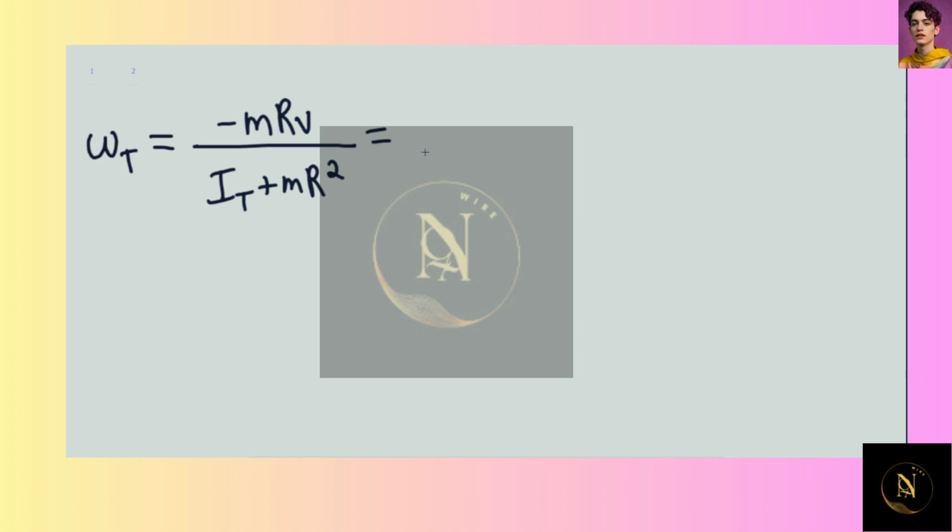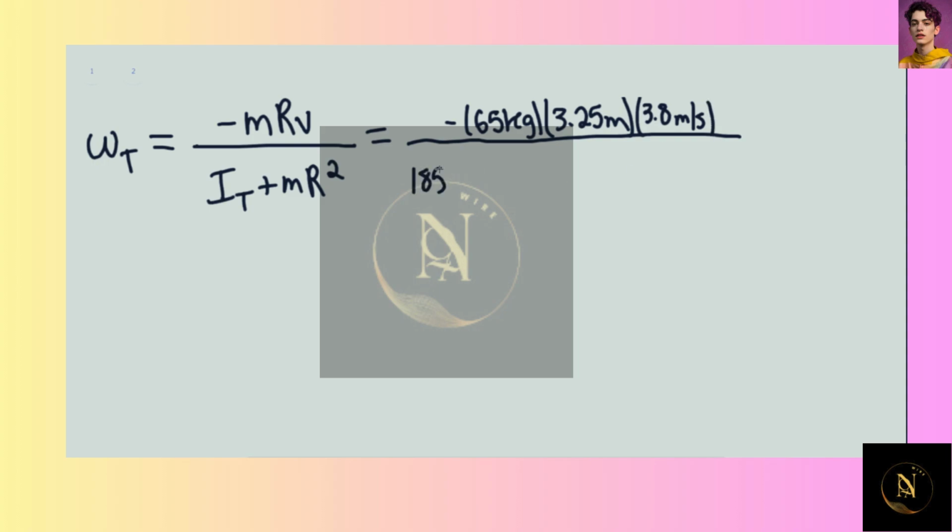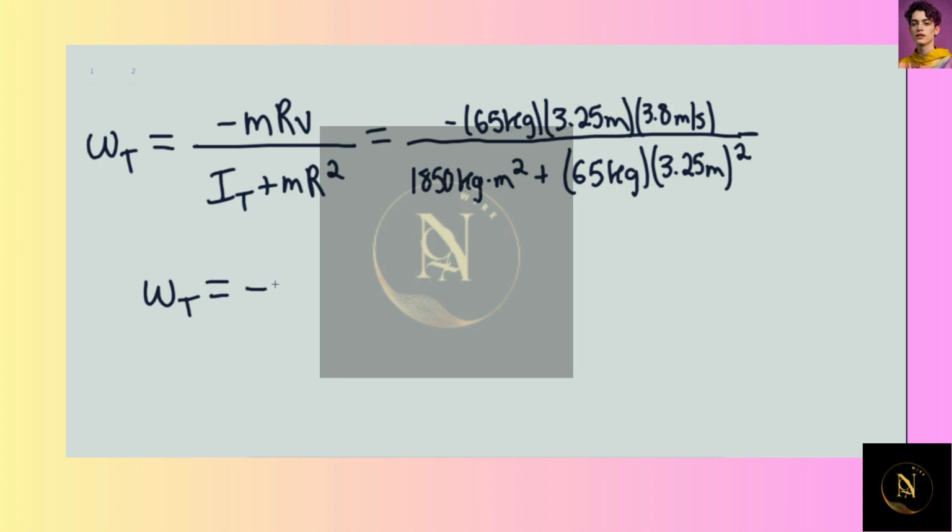And at this point we can solve. This would be negative 65 kilograms multiplied by 3.25 meters multiplied by 3.8 meters per second, divided by 1,850 kilograms meters squared plus 65 kilograms multiplied by 3.25 meters quantity squared, and we find that the angular velocity of the turntable is equal to negative 0.32 radians per second.